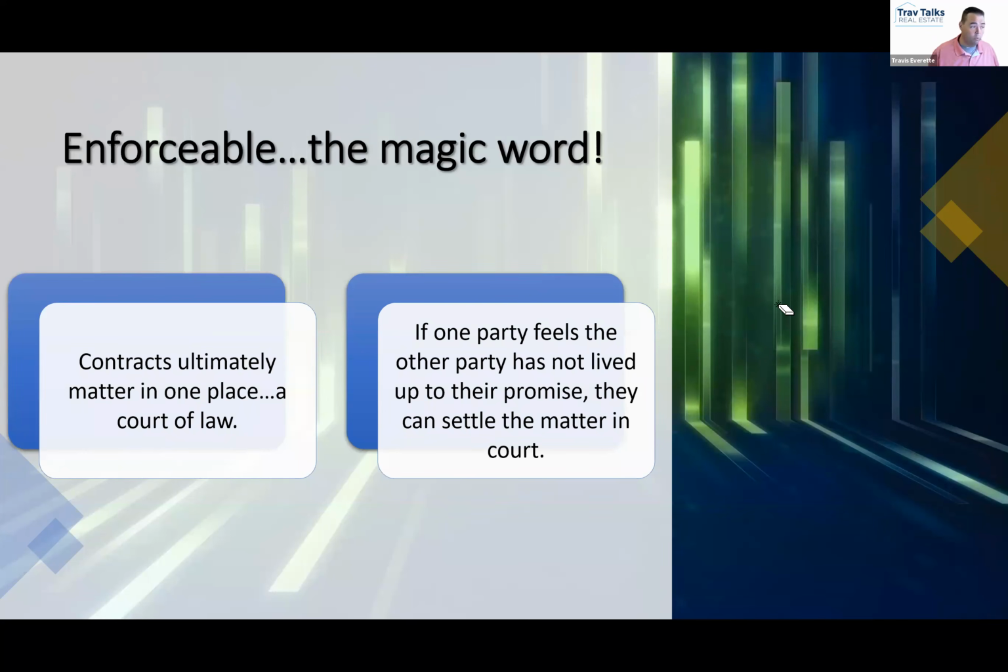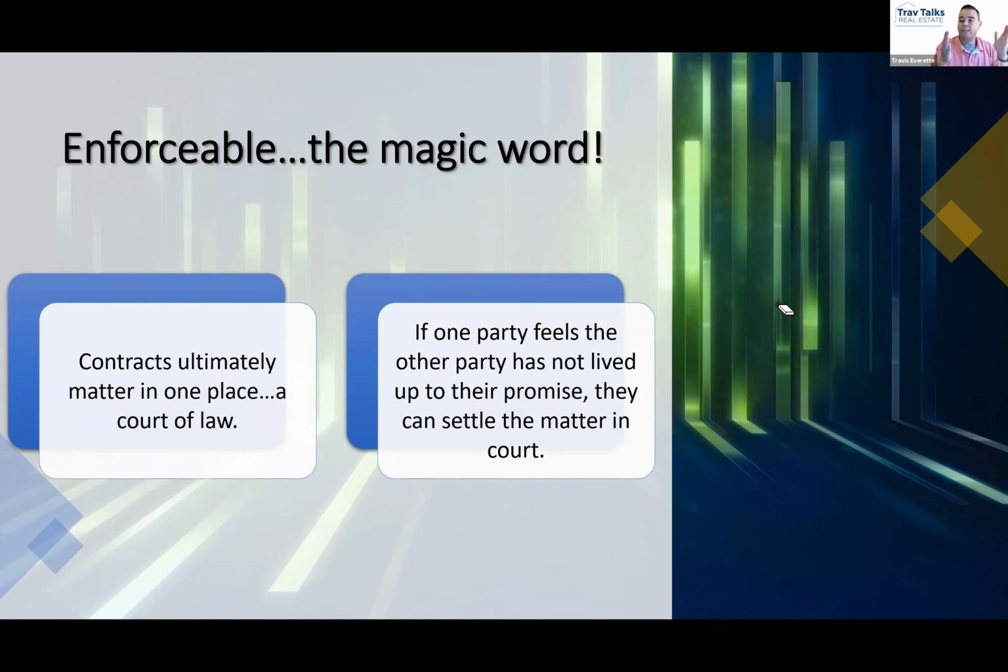This enforceable word is a magic word because enforceability means a court of law would compel, would force one party or the other to act. Now, I don't want you to think of this as an all or nothing thing, and that's one of the dangers of contract law that people fall into. They think a contract is either enforceable or unenforceable. What I want you to understand is those are polar opposite extremes, right?